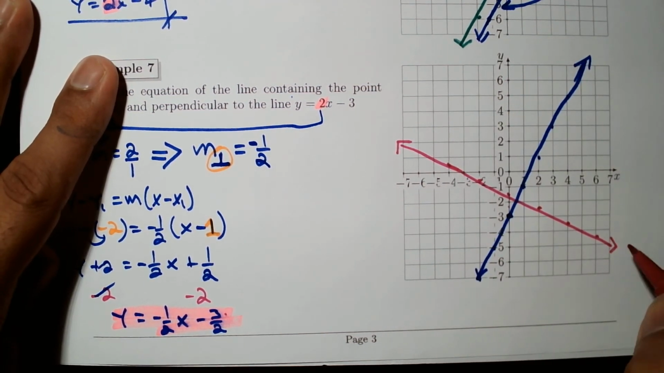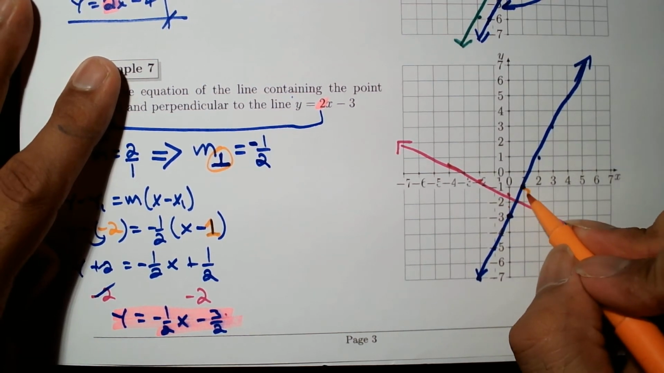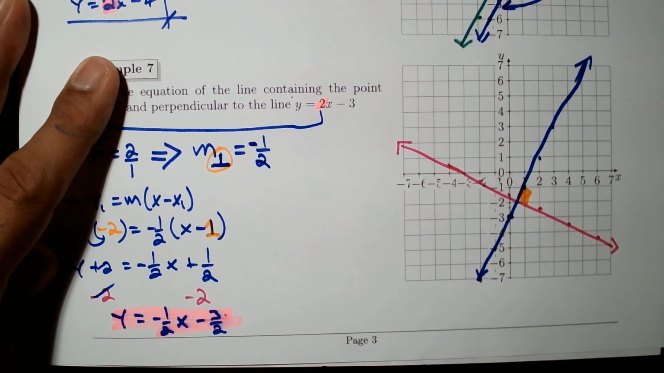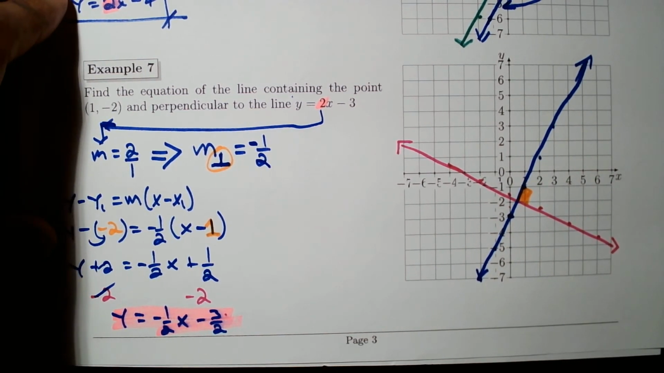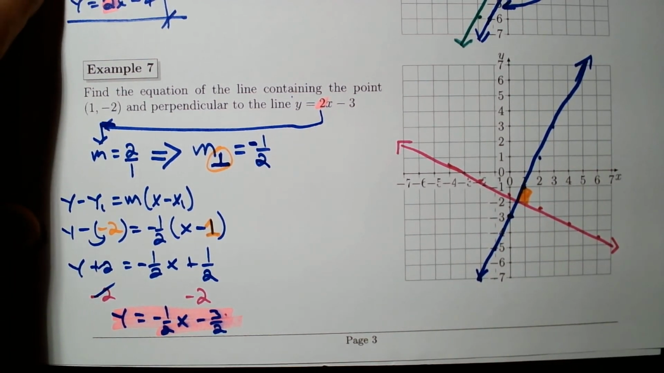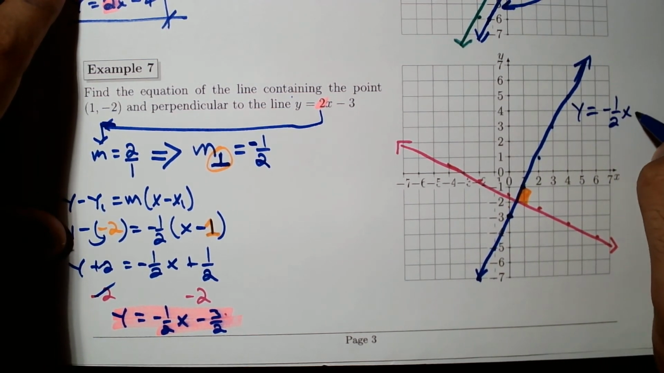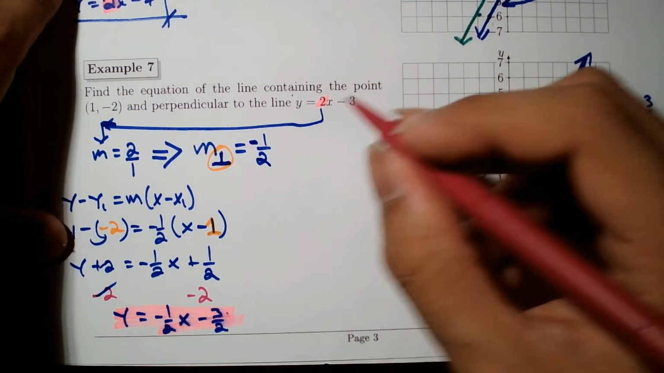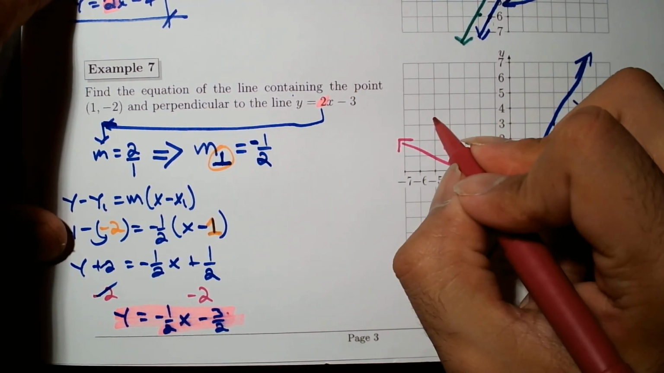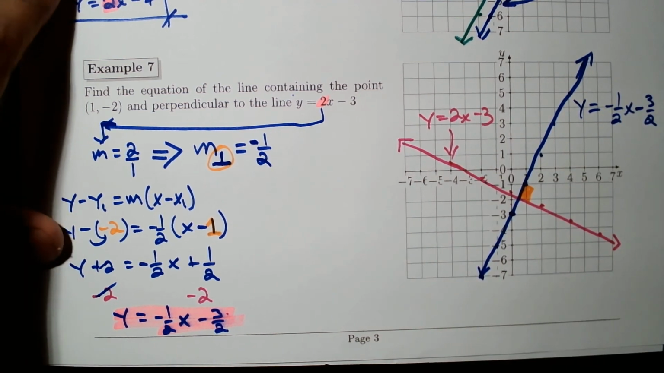From the picture, clearly these two lines are perpendicular because they form a 90-degree angle at the intersection point at any of the sides. So let's label: this is y equals negative 1/2 x minus 3/2, and the pink one will be the given one, y equals 2x minus 3.